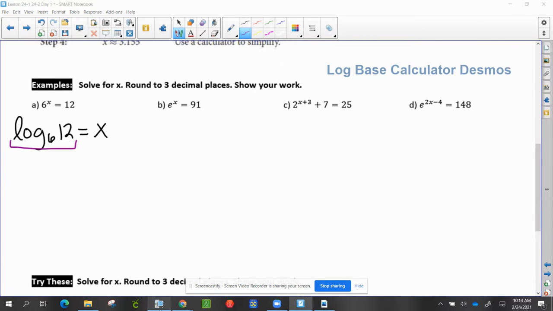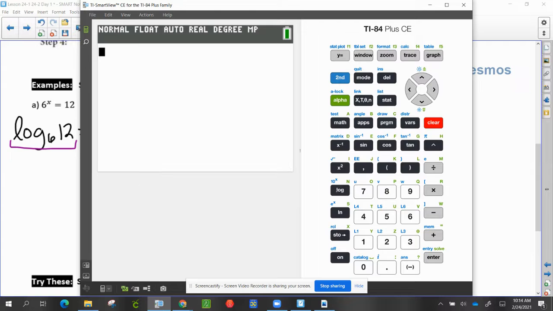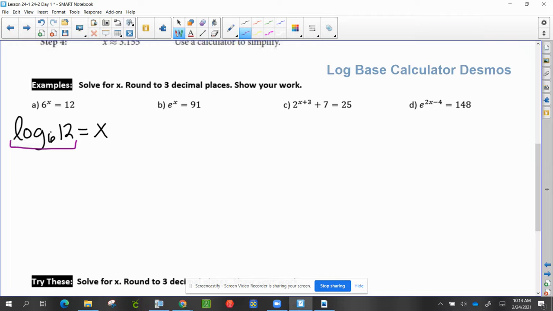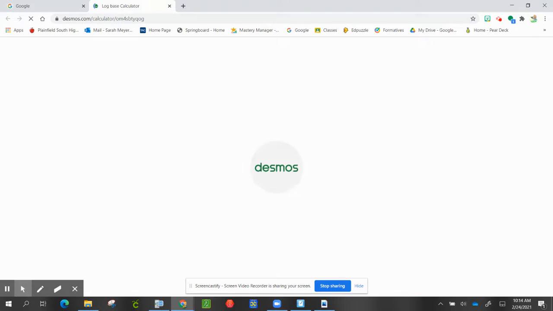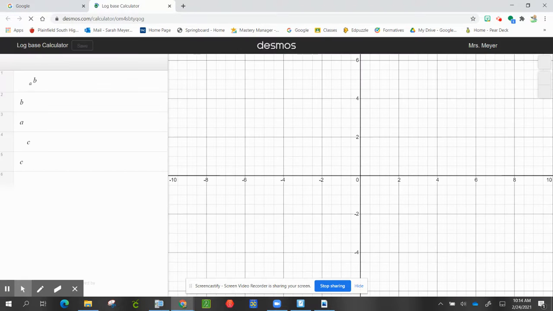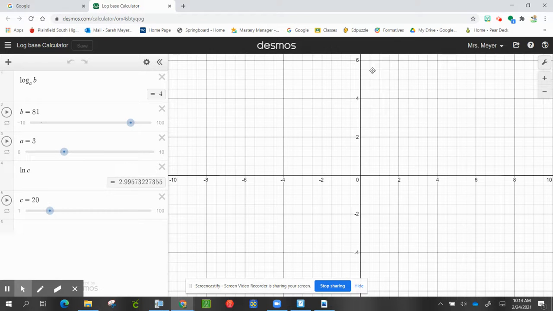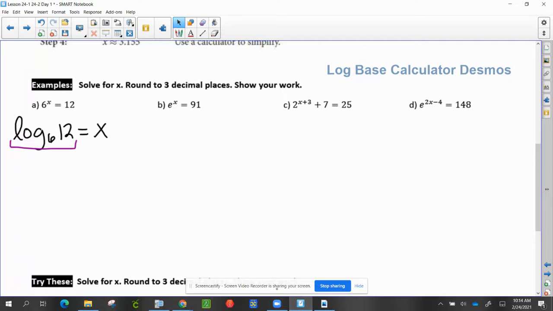Now remember, the log button on our calculators only knows base 10. So if we have base 10, you can use your calculator. But this problem is log base 6. So no calculator is going to do that. So instead, let's use that log base calculator on Desmos that I made for you guys. Now I have it in 2 parts now. I added the natural log for you guys if you need that, the ln. But since we have log base 6 of 12, we're going to use that top one.